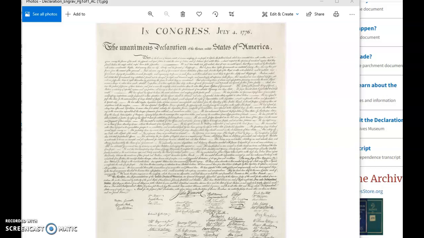The Declaration of Independence was written in 1776, and more or less it declared war against Great Britain. It declared our independence as the United States of America. This is, in essence, the birth certificate of the United States.